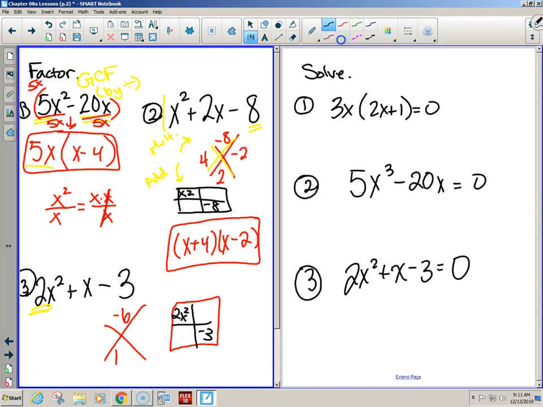I plug in here from my little middle terms that I found a 4x and a negative 2x. A few of you guys make that mistake from time to time. You forget to put your variables in there. But then, how do I come out of the table for those of you guys that use the table?